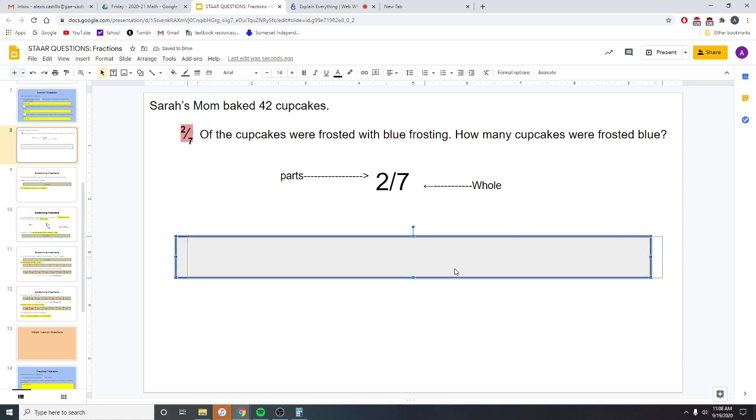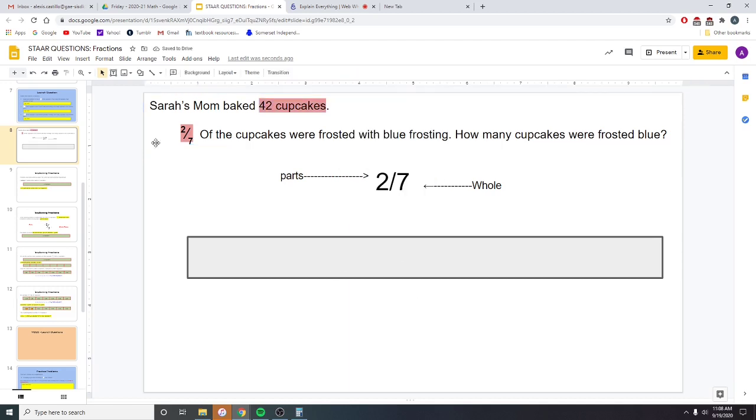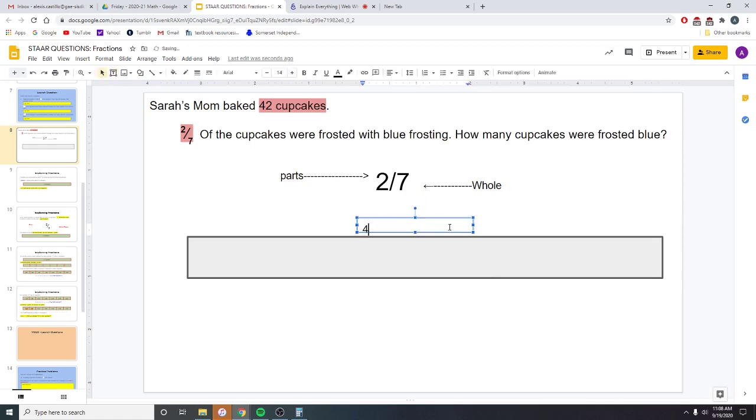And this whole bar represents everything. Well, what is everything in this problem? The problem says Sarah's mom bakes 42 cupcakes. So that is the total amount of cupcakes. So this whole bar actually represents all 42 cupcakes.